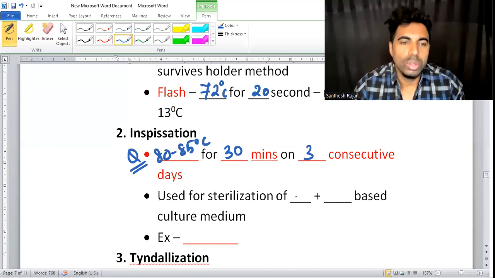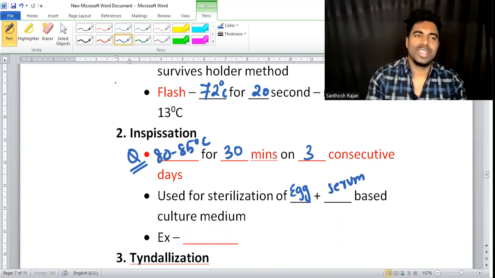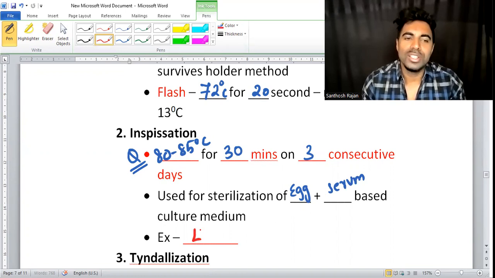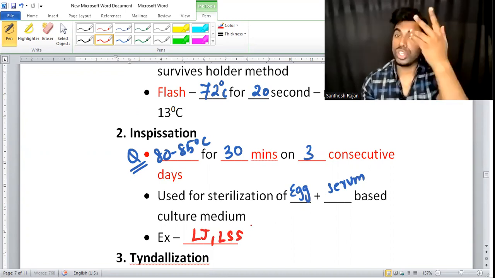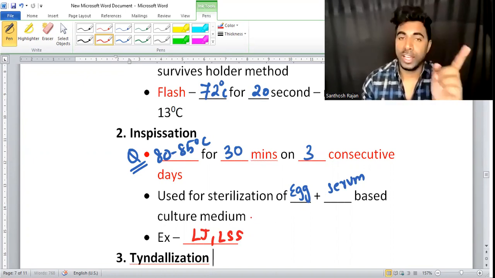So it is used for sterilization of what media? All the egg and serum containing media. You already know what I'm going to ask. The next question would be, which are those egg and serum containing media? Egg means your LJ media and serum means your LSS media. Sterilize these by inspissation. You can use sterilization also, but inspissation is the best answer. Okay, sterilize egg and serum media by inspissation.